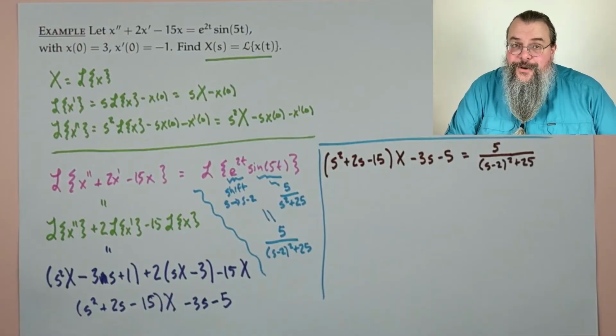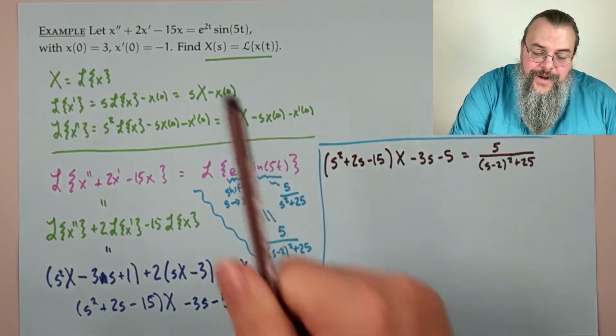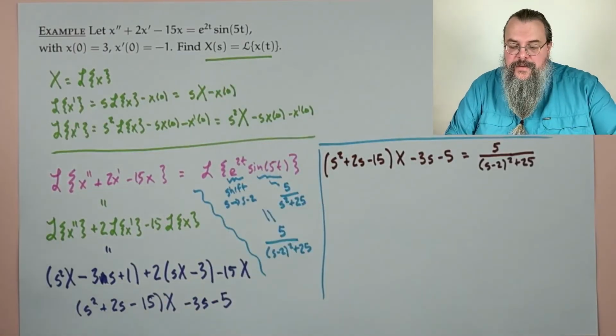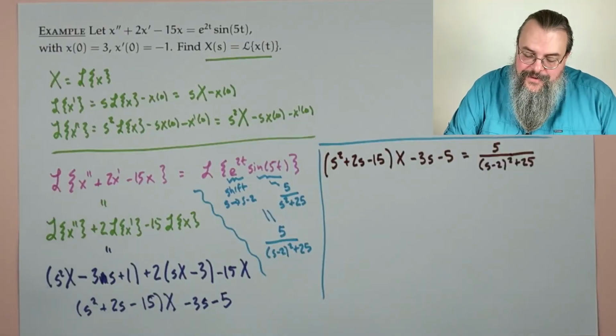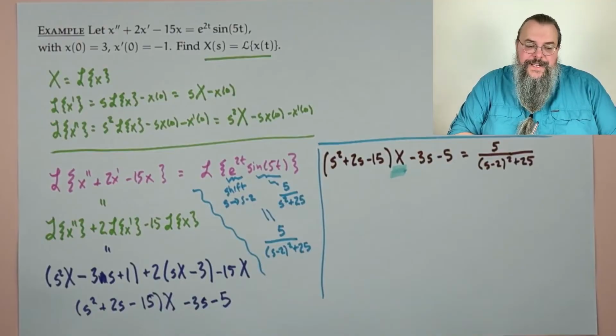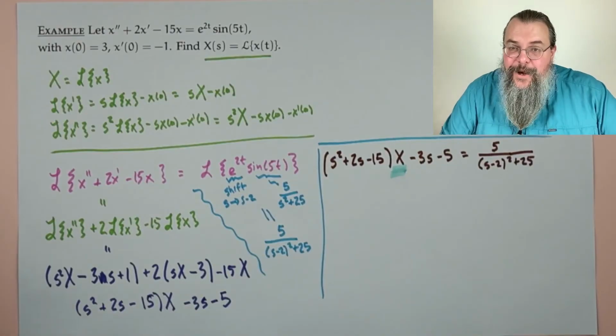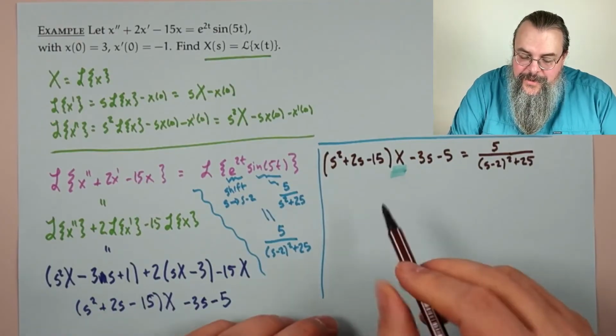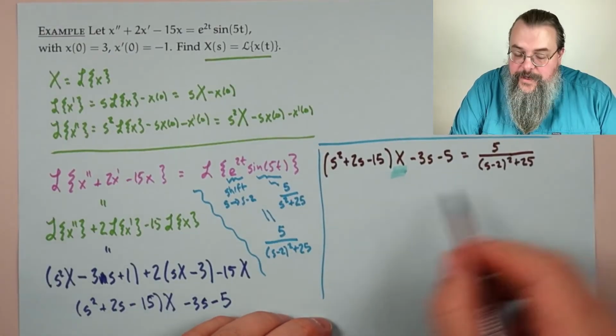Now, what's our goal? Our goal is to find capital X. And the good news is we just have one of those. So it's great. So you just have to isolate that one. Okay, so we'll move stuff across.